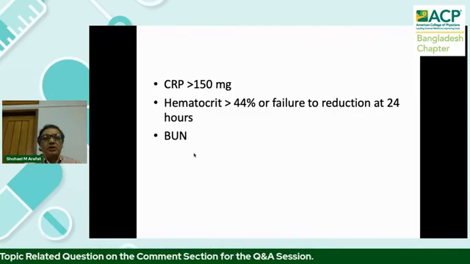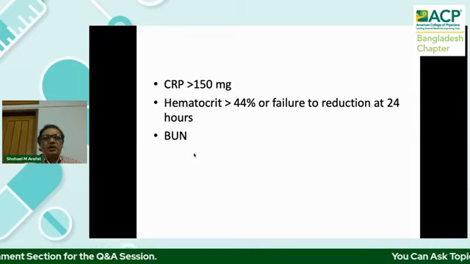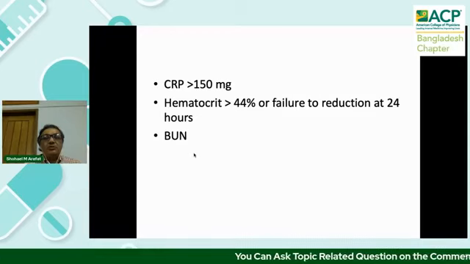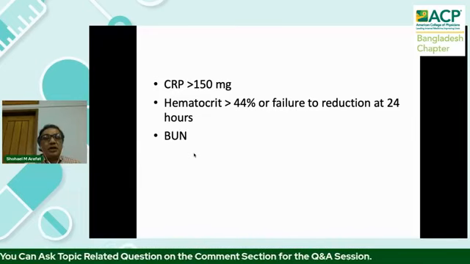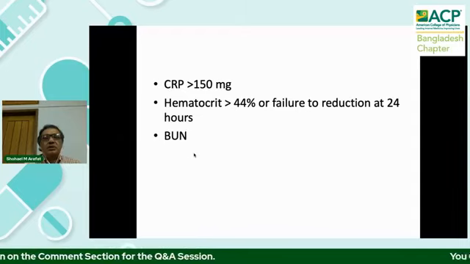But I want to highlight these three important investigations because they are very cheap, available, and we can do them at any time. Among them, CRP, hematocrit, and urea. These are not to make a diagnosis. These investigations are to assess the severity of acute pancreatitis.